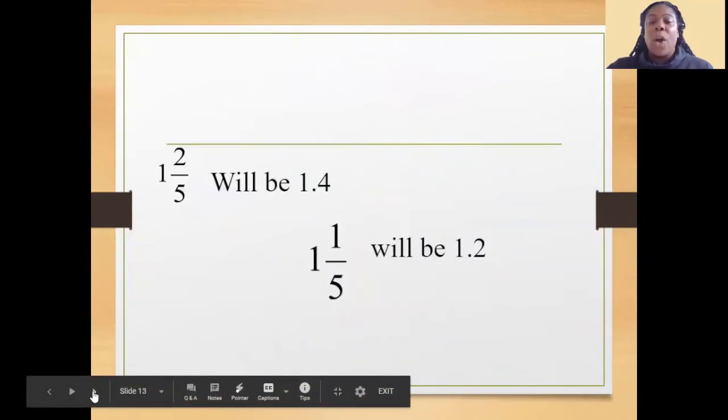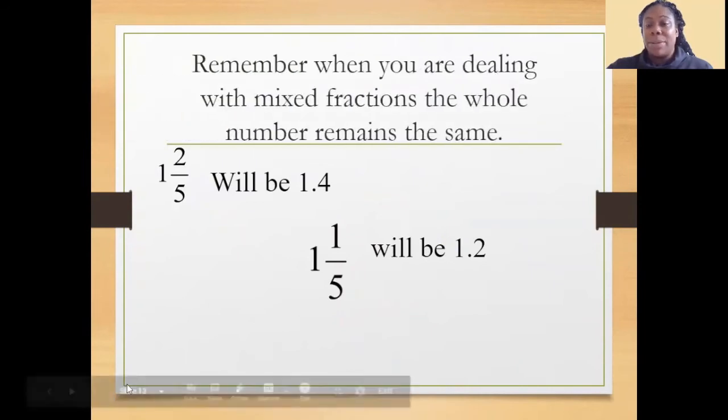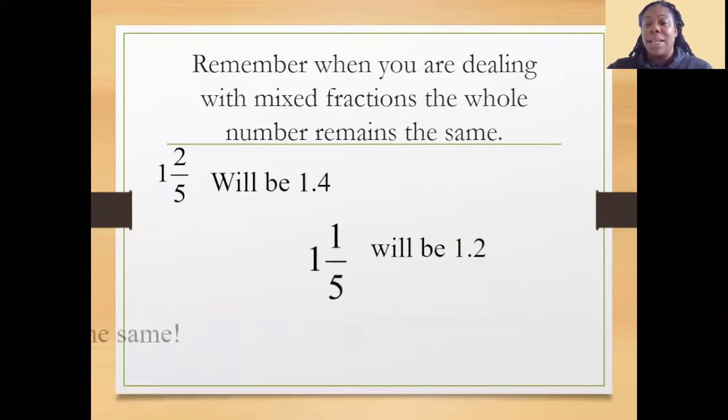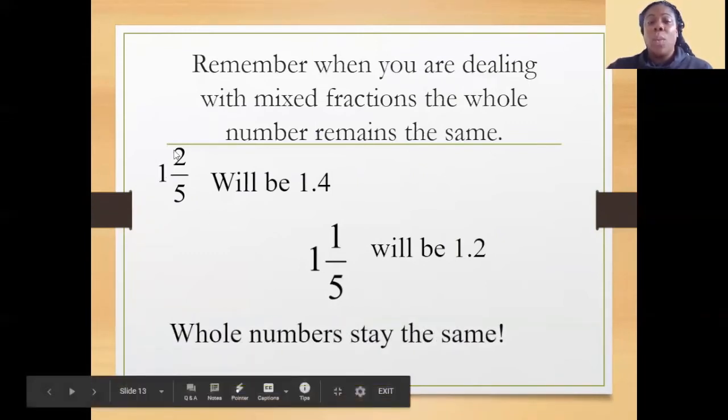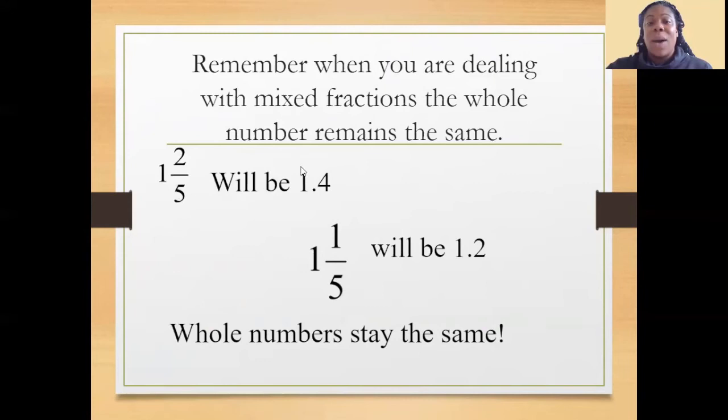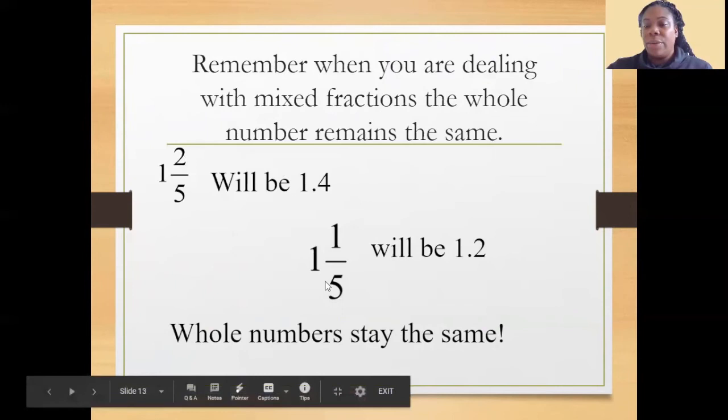There we go. We also don't want to forget about our mixed numbers. So remember, when you're dealing with mixed numbers, the whole number stays the same. Take a look at 1 2/5. When I convert 2/5 to a decimal, I get 4/10. And so I leave 1 as is, and I add my decimal, the decimal that I converted 2/5 to, which is 4/10. The same thing here with 1 1/5. 1 1/5 becomes 1 2/10.